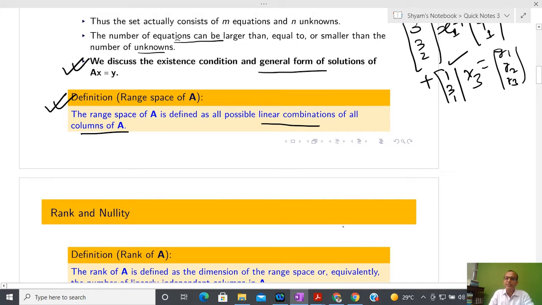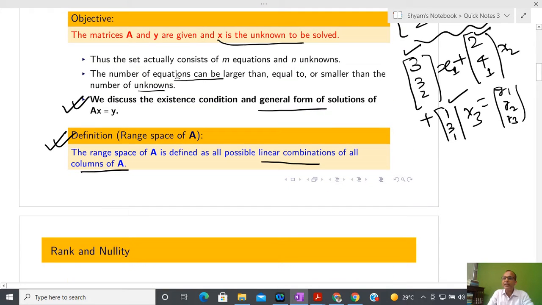So range space, whenever I am saying that something is in the range, it means that provided I vary x1, x2 and x3, then I am able to get that quantity. That is the meaning. Anyone has confusion?